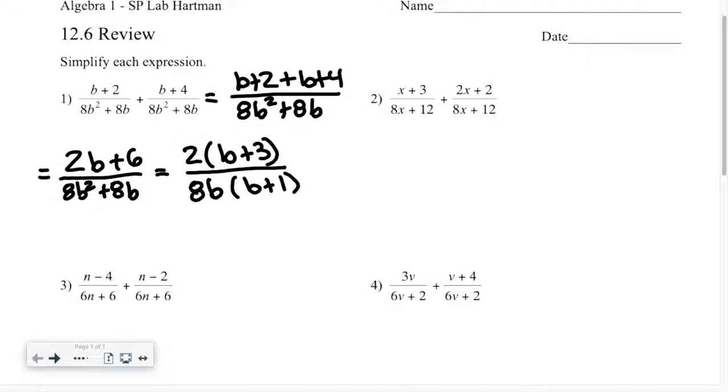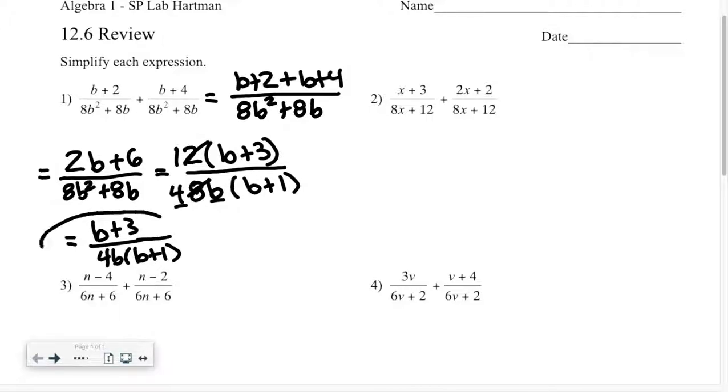2 and 8, of course, can reduce. That would become a 1, and then the 8 reduced by 2 would be a 4. So your final answer here should be b plus 3 over 4b, parentheses b plus 1. And that would be an acceptable answer. Okay. So that's number 1.